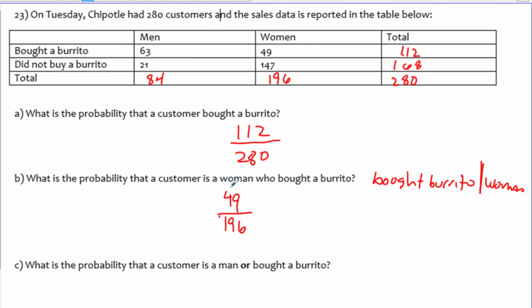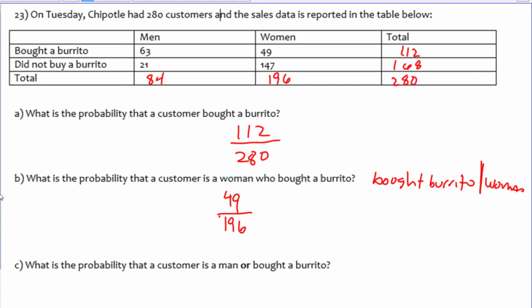Given that I know the person was a woman, what is the probability that they bought a burrito? That is only 49 out of the 196 women. This is a problem where our denominator got restricted because we were given information that the person who bought the burrito was in the woman column.